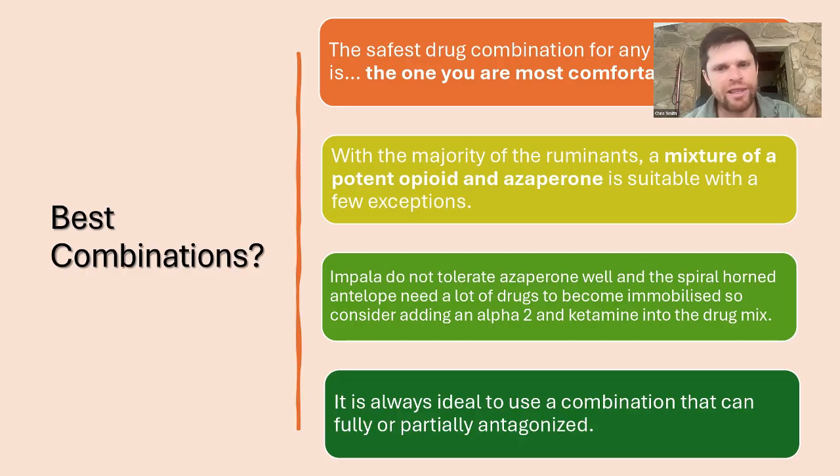But some of your other antelope, things like the spiral horns, which we mentioned a bit earlier, kudu and nyala, will need a lot of extra drugs. That's something like adding an alpha-2 with ketamine, preferably not an opioid, alpha-2 and azaperone combination. I'll briefly touch on that shortly. But at the end of the day, when you're working with these wild ruminants, particularly if you're going to be releasing them onto a property where there are predators, you ideally would like a combination that is fully or at least partially antagonized, using drugs like naltrexone or atipamezole, yohimbine, something like that.